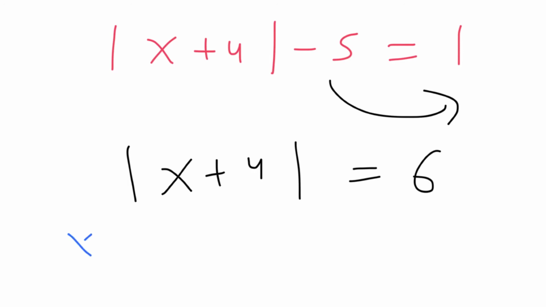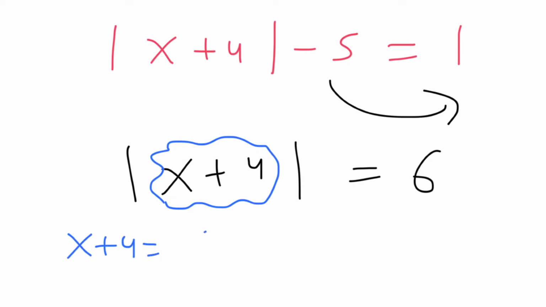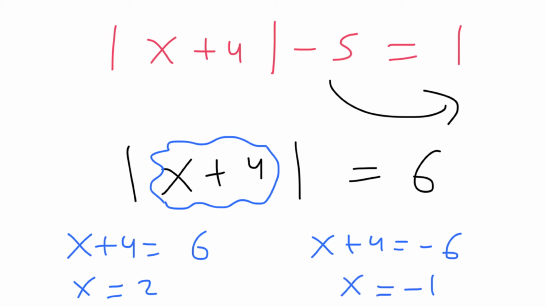So what does the rule say? It says the quantity inside, again, is positive or negative. So x plus 4 is 6, or x plus 4 is minus 6, and that means x equals 2, and that means x equals minus 10. Okay? Clear? Any question about that?